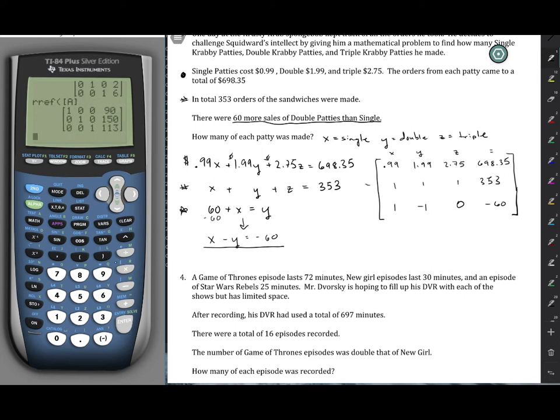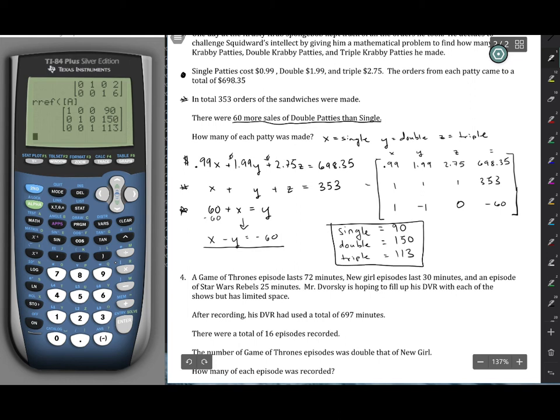So the matrix reveals that single, or 1x, is going to be 90. Double is equal to 150. And triple is going to be 113. So the hardest thing now is setting up the equations, transferring that to a matrix, and solving. So definitely practice through these.